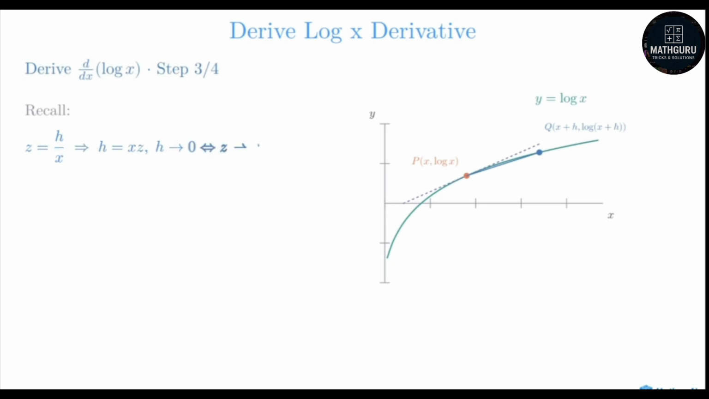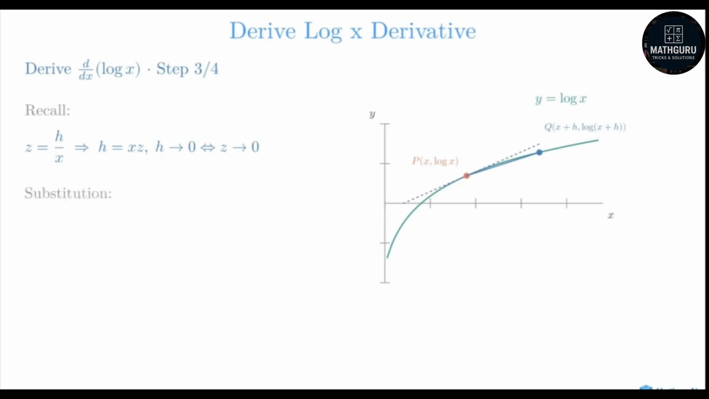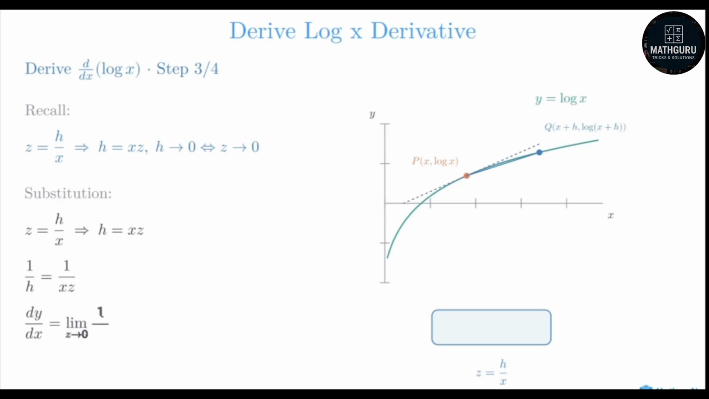Step 3. Let z equal h over x. As h tends to 0, z also tends to 0. Set z equals h over x, so h equals x times z. Then 1 over h becomes 1 over xz. The limit rewrites as 1 over xz times log of 1 plus z, as z tends to 0.